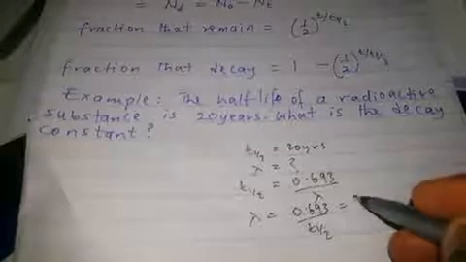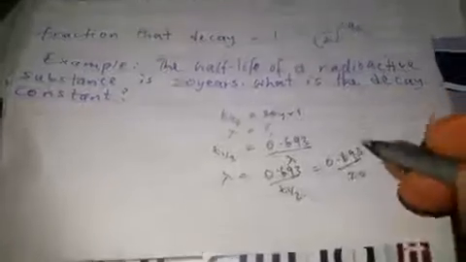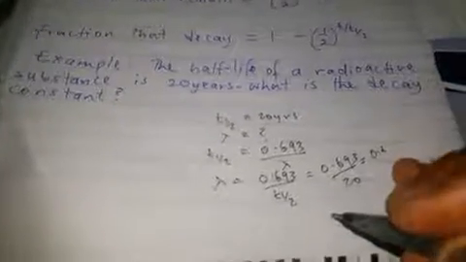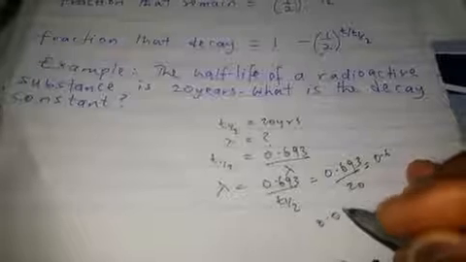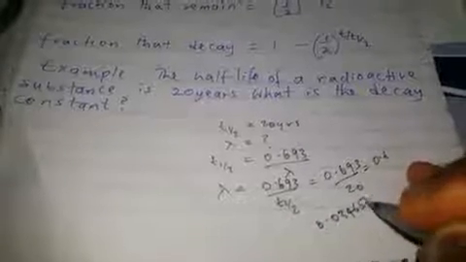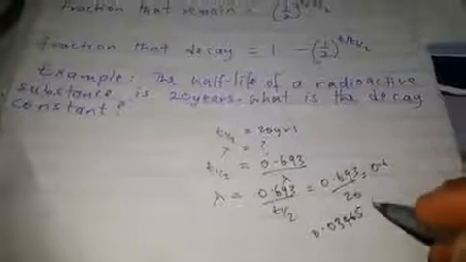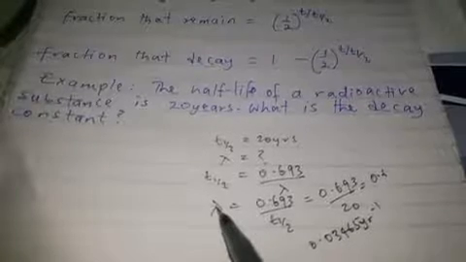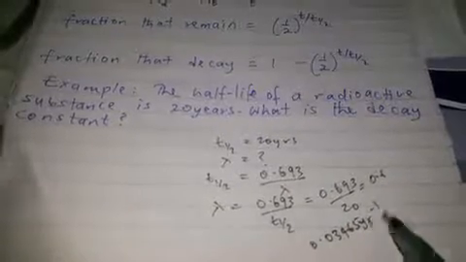Which is going to be 0.693 divided by 20, and that is going to give us 0.03465 per year. Just know that the unit of decay constant lambda would be the inverse of the unit of time. Since my time is given in years, my unit here is per year.